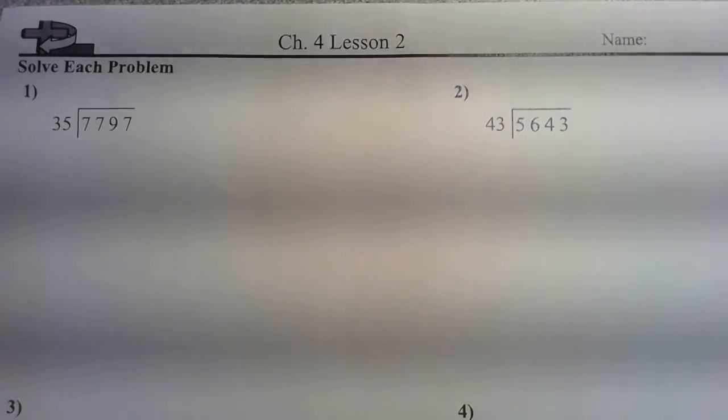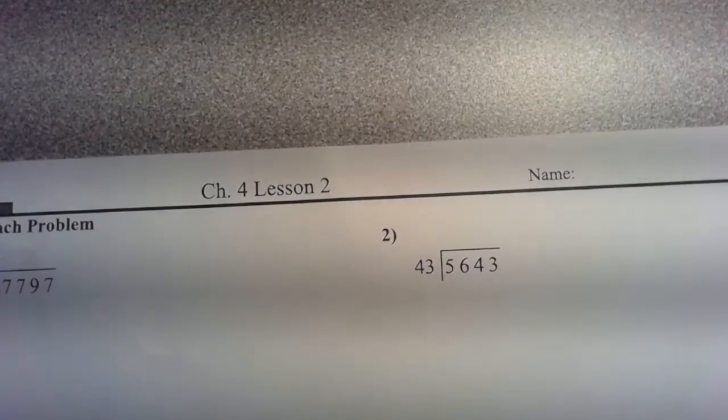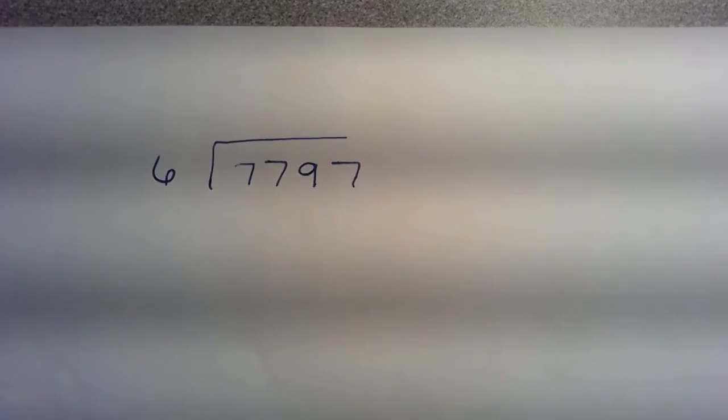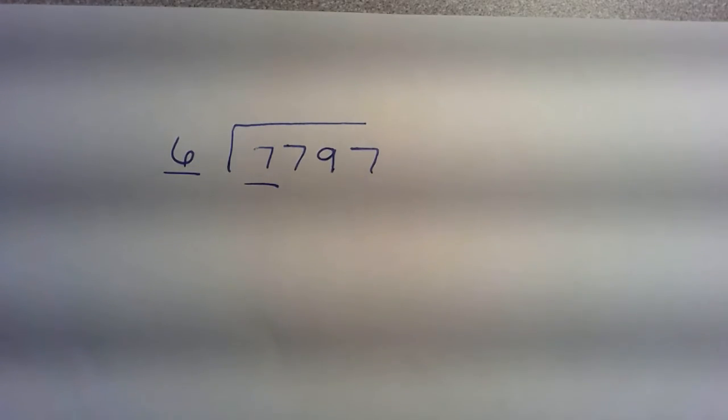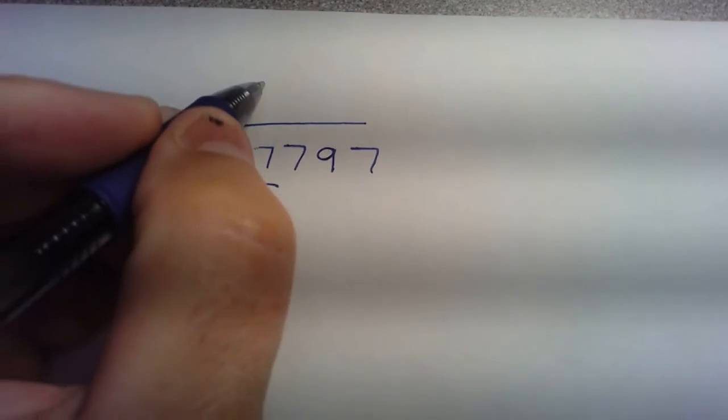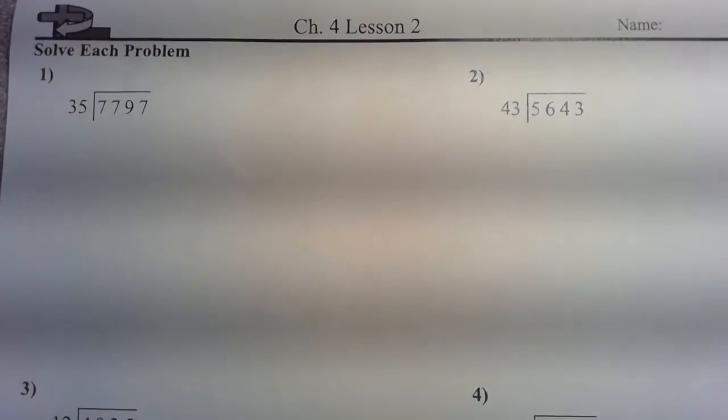Normally we had a problem that looked a little bit like this, where let's say 7,797 divided by 6. And that's what we normally had. And we would just say, well, 6 goes inside of 7, right? And that made it easy. The only difference now is that we don't have one digit, we have two.